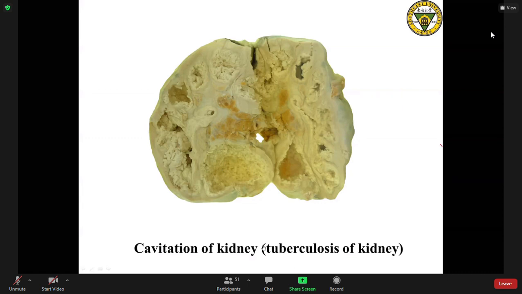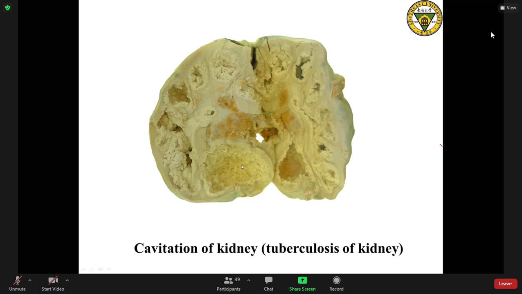Why? Tuberculosis. We'll study this disease in the last chapter. Infectious disease. We'll study the tuberculosis. Now we know it's a bacterial infection. The bacterial infection can cause maybe the tubercle or maybe caseous necrosis in the different organs or tissues. Here, the bacteria infected the kidney also can cause necrosis. The first maybe caseous necrosis in the kidney.